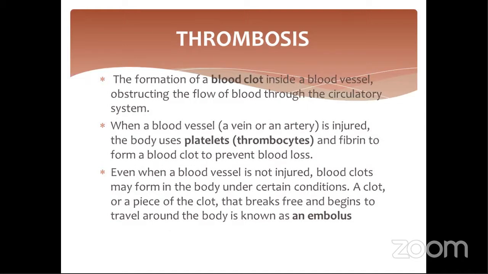Then thrombosis. The next point is thrombosis. So why is thrombosis important? It is the formation of a blood clot inside the blood vessel. So what happens when there is bleeding? Platelets get aggregated, and with the help of RBCs and fibrin, clot formation happens. When a blood vessel is not injured, blood clots may form in the body under certain conditions. When a clot or piece of a clot breaks free and begins to travel around the body or circulatory system, it is called an embolus.